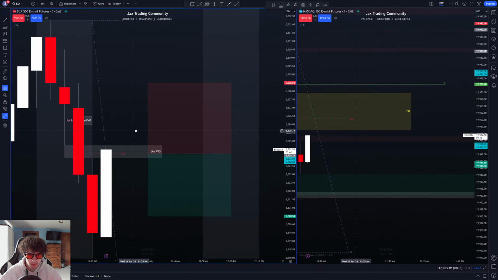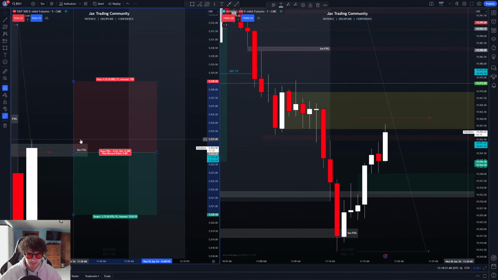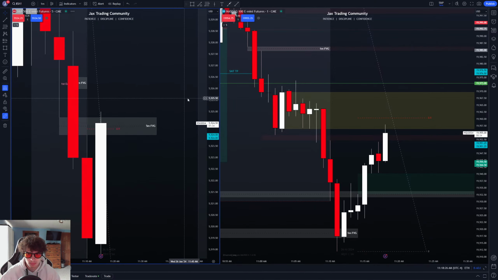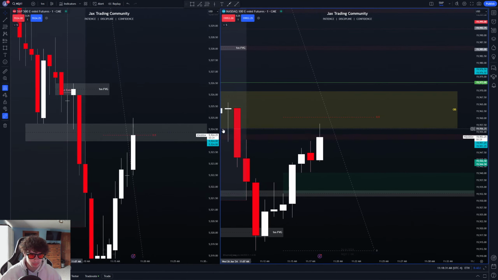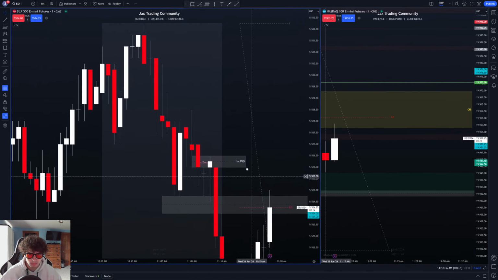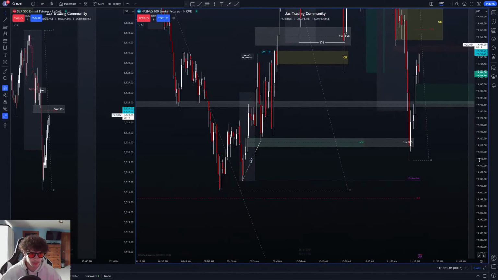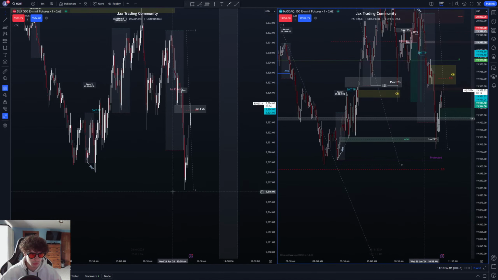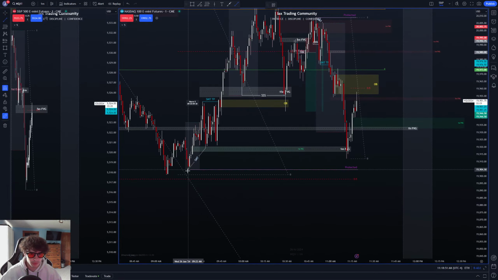This would be about a $50 loss if I took a small size on ES. Just want to make sure we don't have an SMT at these lows. Ooh, we do. We do have an SMT at these lows. I kind of feel like we're going to break through them, though.